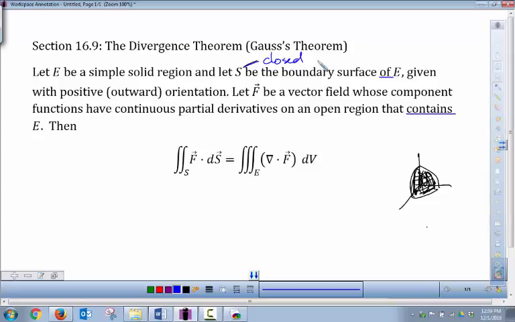And so with a closed surface, it would make sense for us to talk about an outward or inward orientation. And here the orientation they're looking for is an outward orientation, to call it a positive orientation. Yeah?